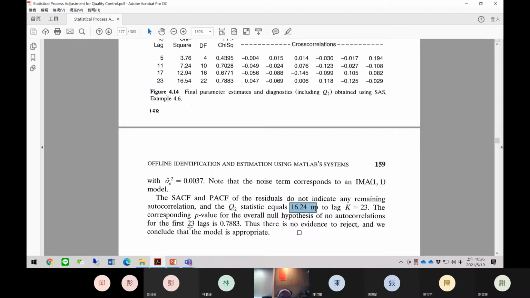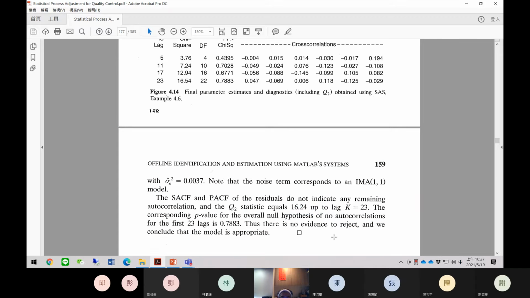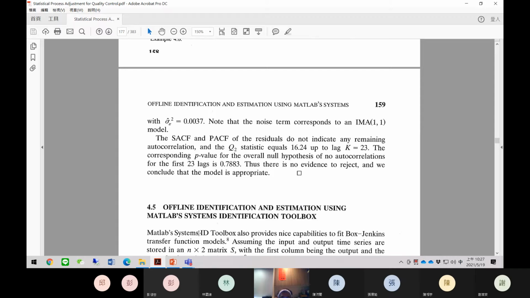Okay. So the corresponding p-value overall is not significant, 0.778883. So this is a typo. It should be 1654. This is a typo. Please correct this. This is not right. Should be 1654. Okay, then there's no evidence to reject, so we conclude the model is adequate.